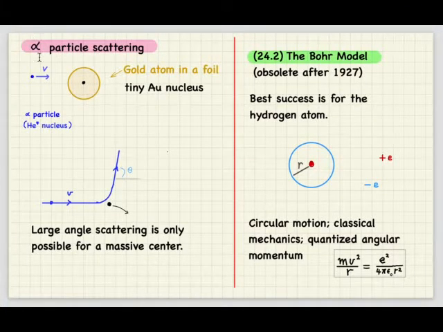So the discovery of the atomic nucleus came from Rutherford scattering of alpha particles from atoms, specifically from gold atoms. He had a target made of a thin foil of gold, and he shot into that target alpha particles.